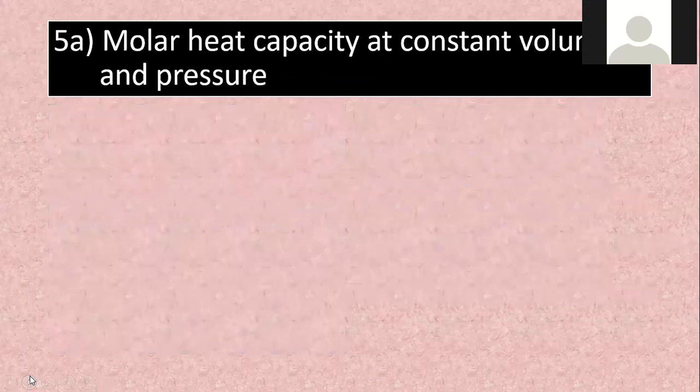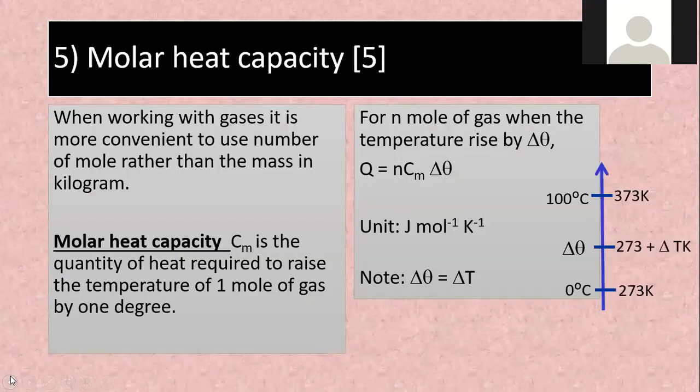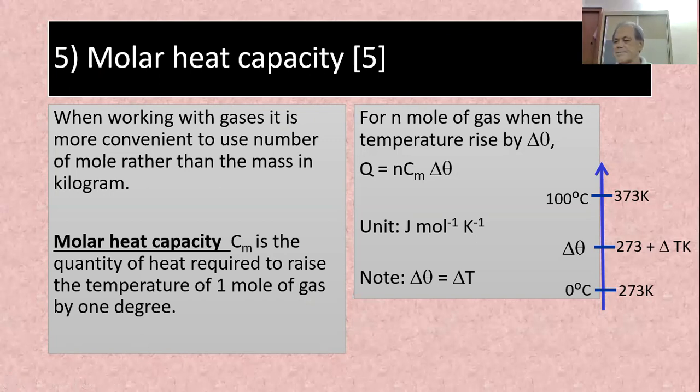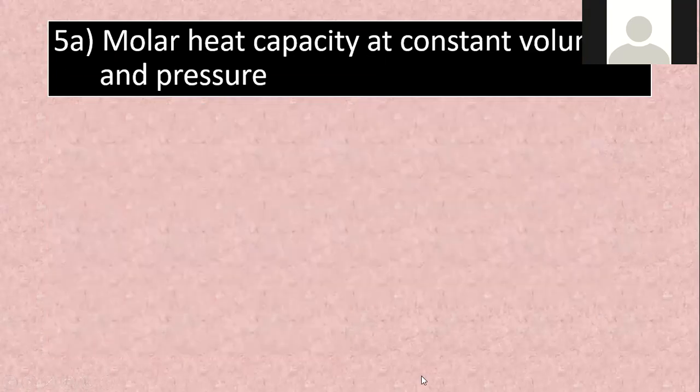For molar heat capacity, the formula is Q equals n CM delta theta, or delta T, same thing. It's number 5 in your book also. They just put delta theta, but you can put delta T if you want to. Yeah, next one.